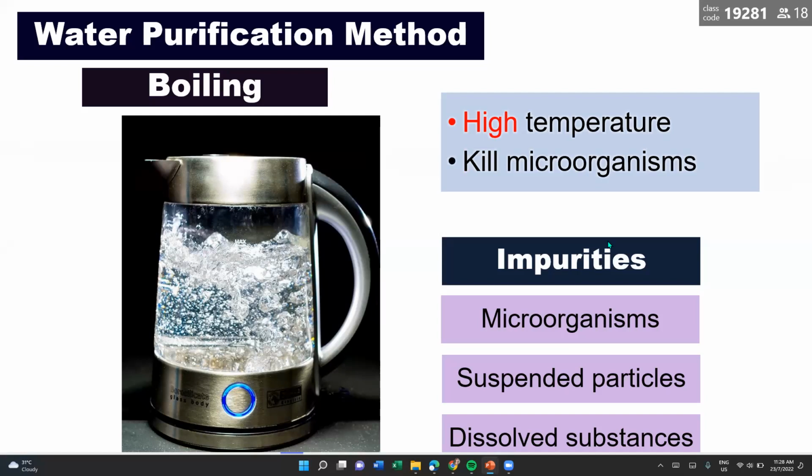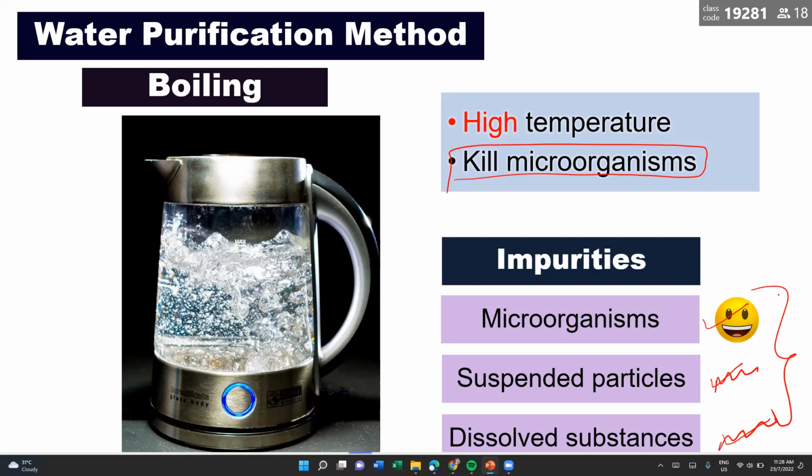Use distilled water. So boiling, we use it to kill organisms. What happens here? Boiling will kill impurities like microorganisms, suspended particles, and dissolved substances. You must remember for each, what does boiling do? They will do these 3 things. Now let's go on. Boiling, what will it do? I won't give you the answer yet. What does boiling do? Does it kill the microorganisms?